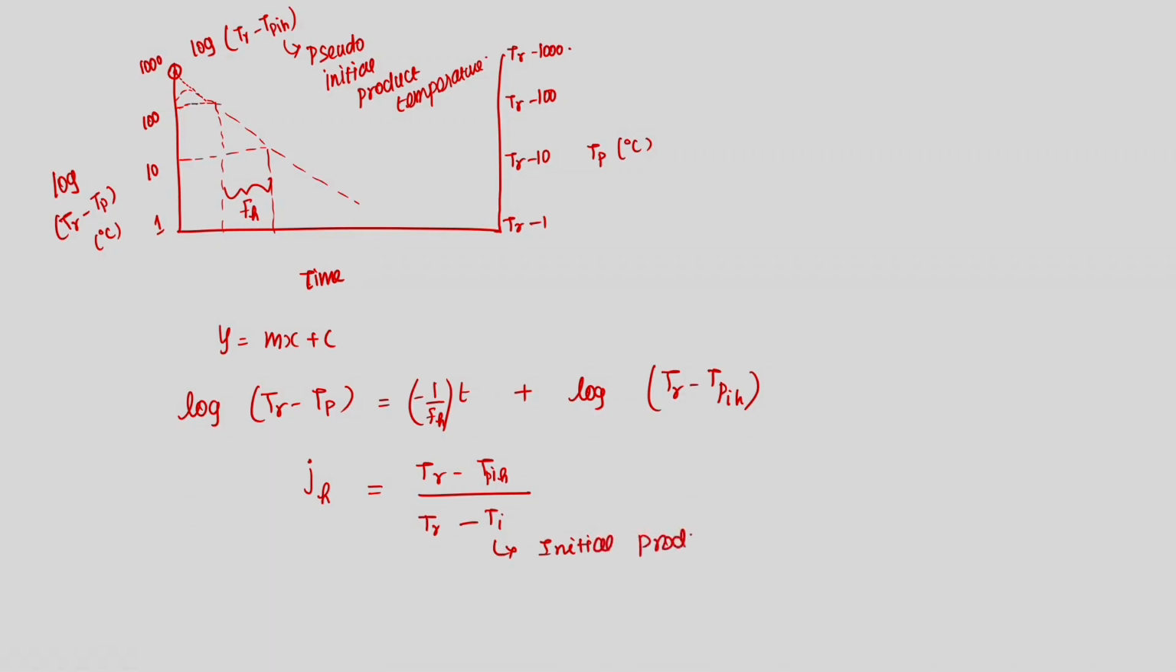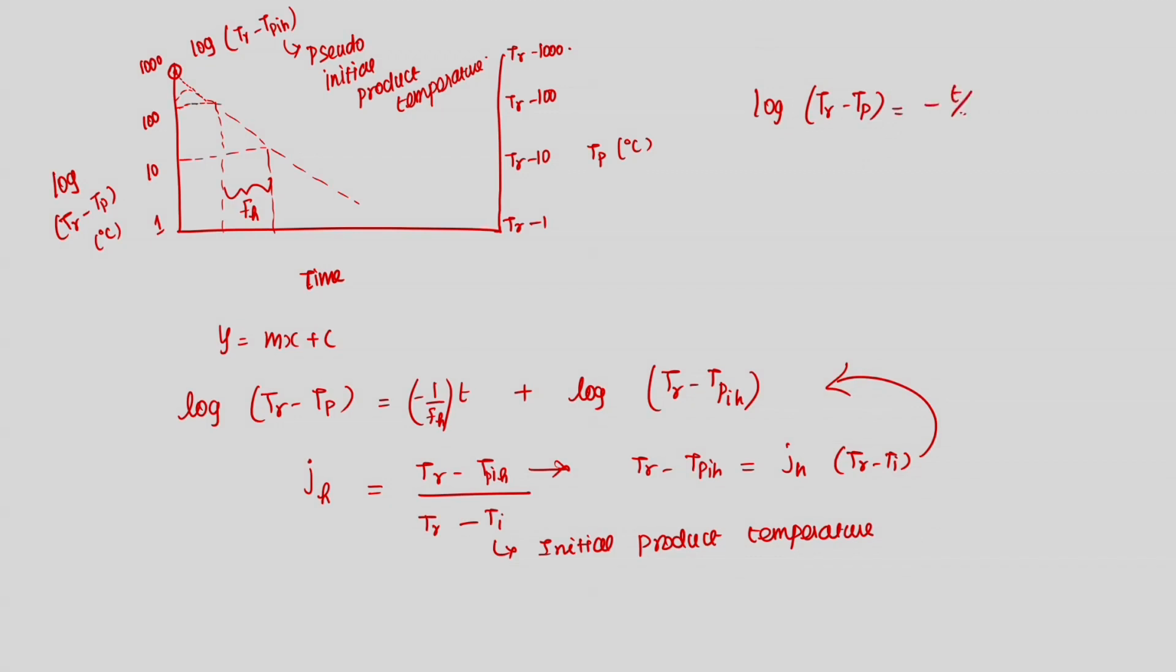The pseudo initial product temperature is determined by just extrapolating the heating curve. So, from this I can calculate that Tr minus Tp IH is JH into Tr minus Ti. If you substitute here, this becomes log of Tr minus Tp, which is equivalent to minus t upon Fh plus log of Jh into Tr minus Ti, right.